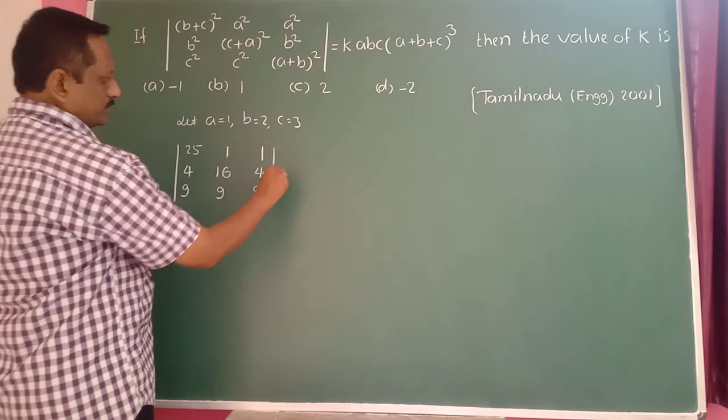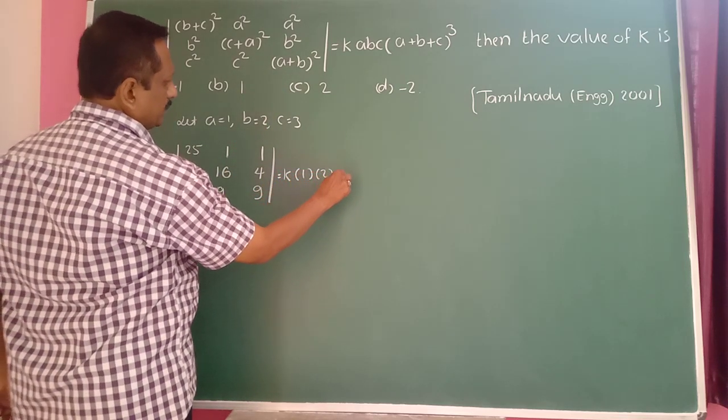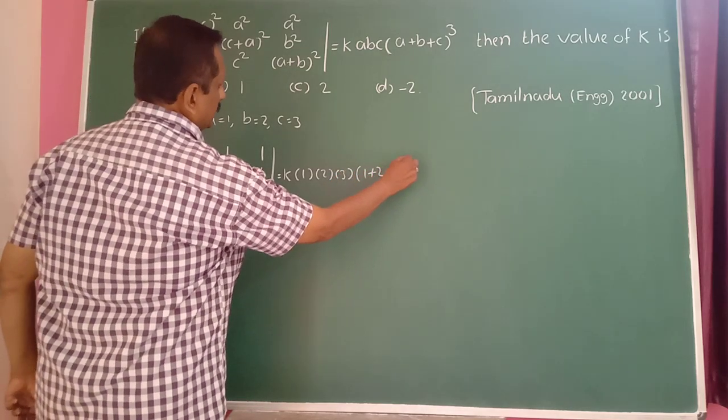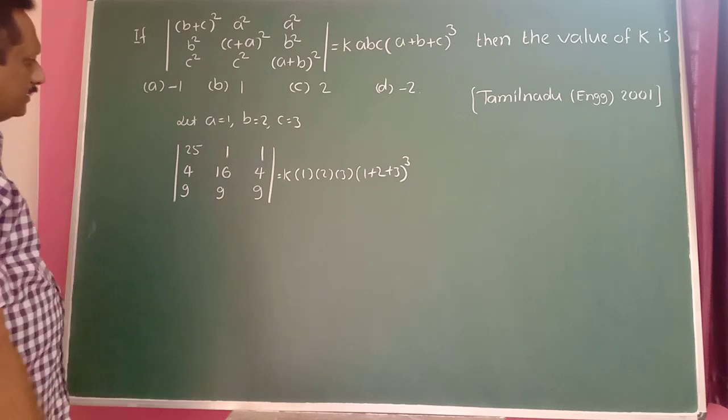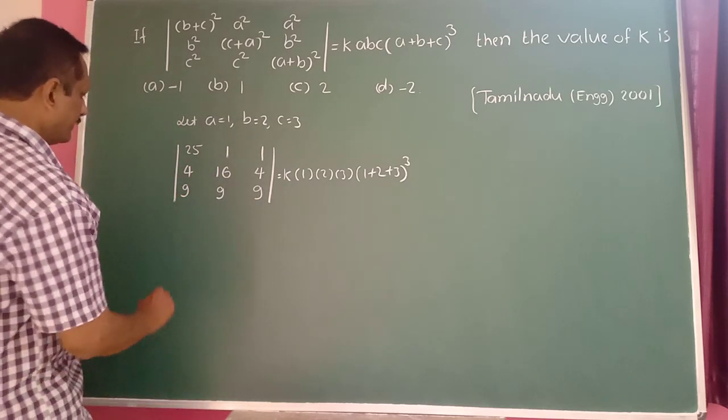Even in RHS of k into 1 into 2 into 3 into bracket 1 plus 2 plus 3 whole cube here. Okay. Here from the second row 4 common factor, from third row 9 is a common factor here.